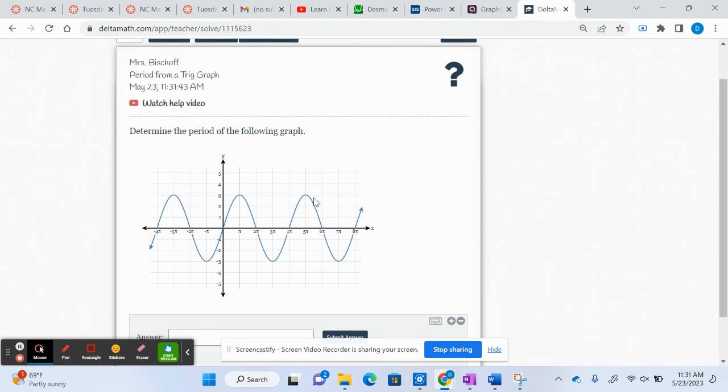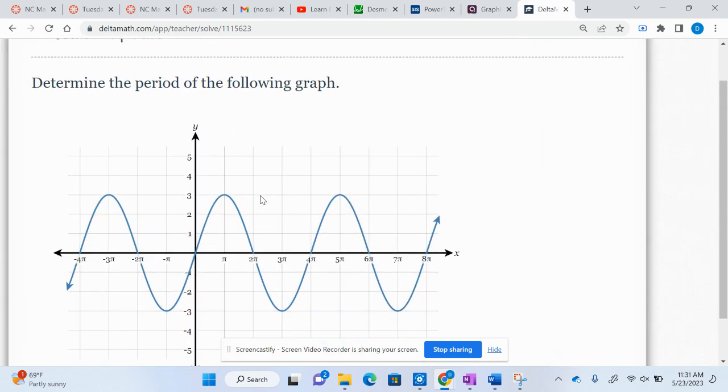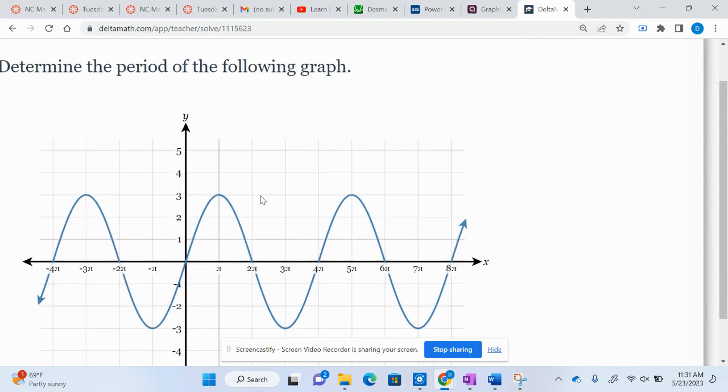So it's not going to let me write on this, but let's look at this one. Make it nice and big. So midline is actually the x-axis, right? That's the split. This graph splits at the x-axis. So that means that this is a sine graph.